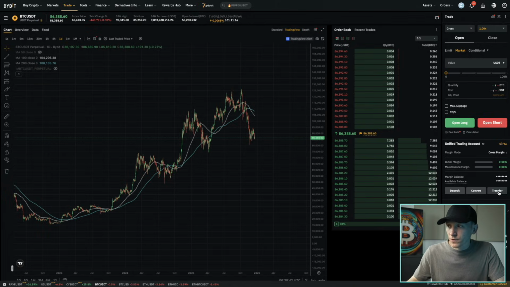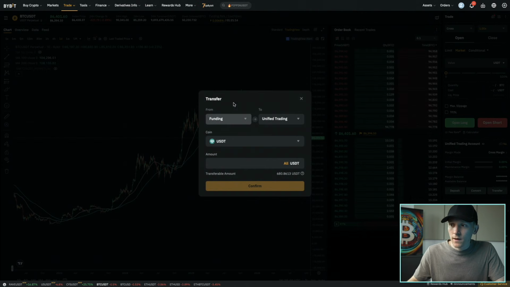No matter which platform you're using, you'll have to get some assets into your futures trading account first. What you'd need to do is just press transfer in your platform, go from your funding account or your spot account, wherever you have the money, and transfer it over to the trading account that you can trade futures with. On Bybit, that's the unified trading account. On other platforms like Binance, you might have your futures account that you can just transfer the money into.